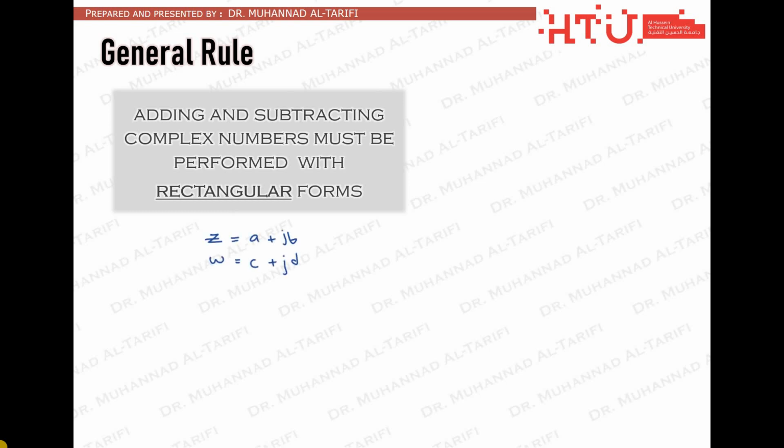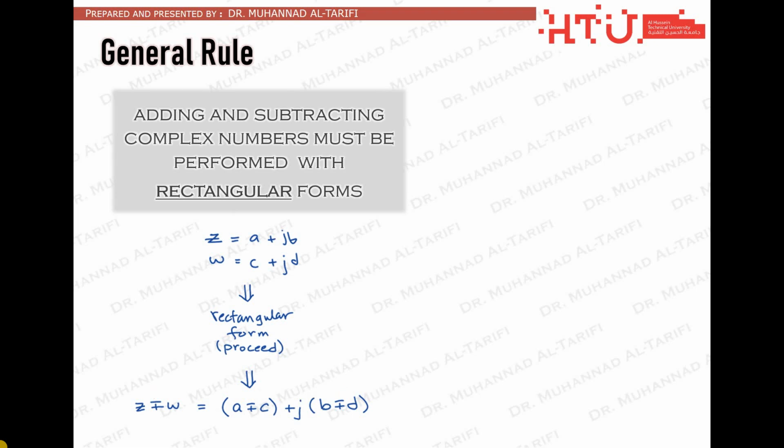As a symbolic example, if we wish to add z equals a plus jb and w equals c plus jd, we see that both numbers are in rectangular forms, and so we proceed to applying the addition operation to real parts and to imaginary parts. The total real part of z plus w will be a plus c, and the total imaginary part of z plus w will be b plus d. Same applies if we do z minus w.